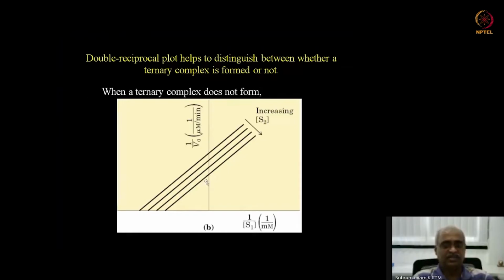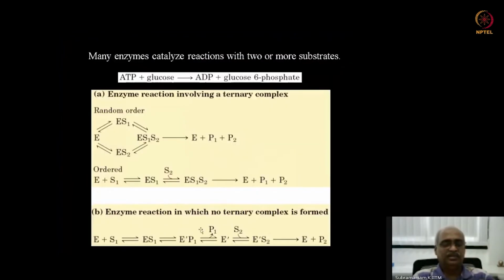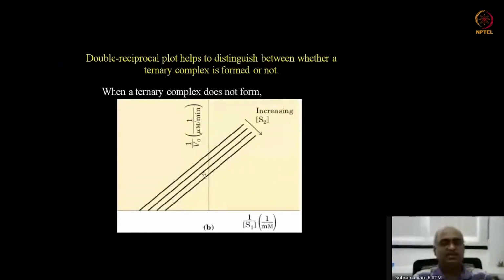That is because this availability can drive this reaction this way. So therefore, it can speed up the ES breaking down. Okay. So due to that, Vmax decreases. Okay.